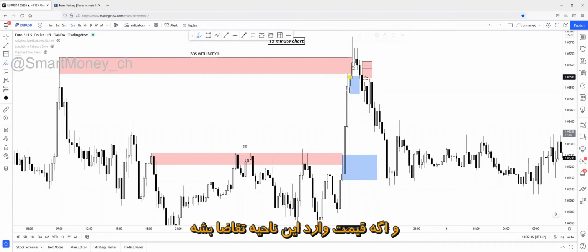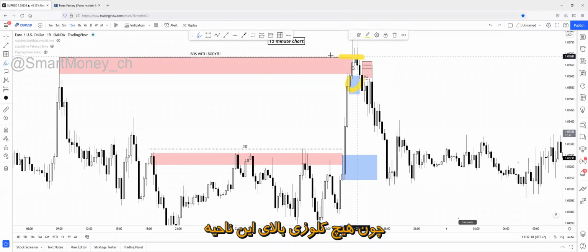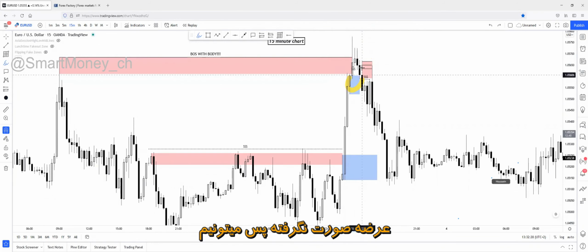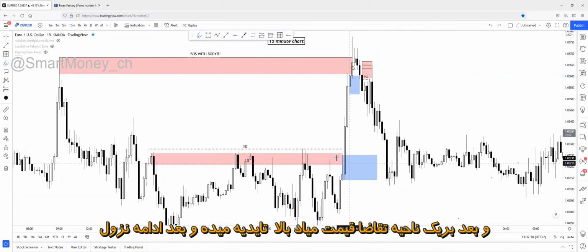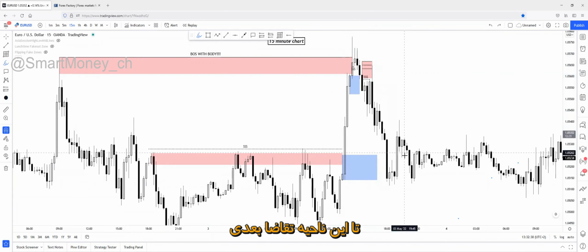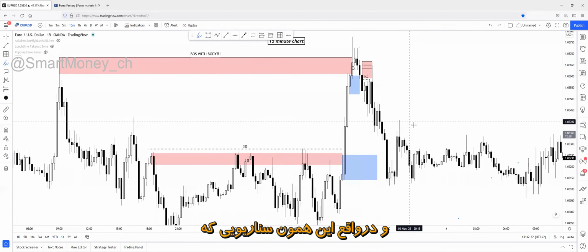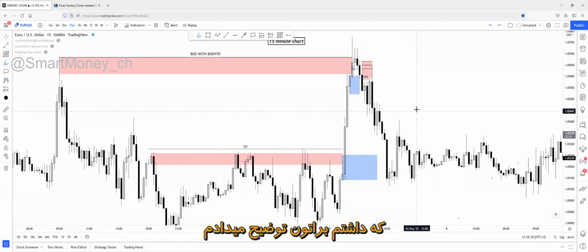If the tap of this demand zone happens, because there was no body closure above the supply zone, then we can wait for a confirmation. If this tap happens, we can wait for a pullback, break, coming up, confirmation, continuation to this next recent demand zone. Basically, I was drawing up the exact same scenario in the educational topic.